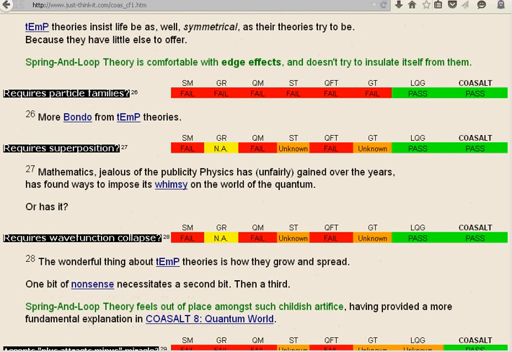Number 28. Does the theory require wave function collapse? The wonderful thing about the existing mainstream physics theories is how they grow and spread. One bit of nonsense necessitates a second bit, then a third. Spring and loop theory feels out of place among such childish artifice, having provided a more fundamental explanation in COASALT 8 Quantum World.